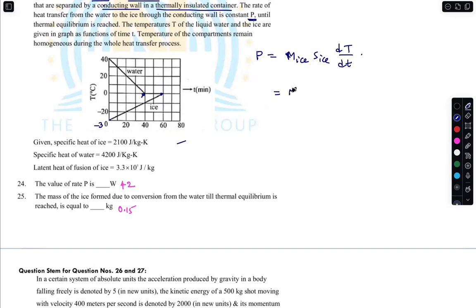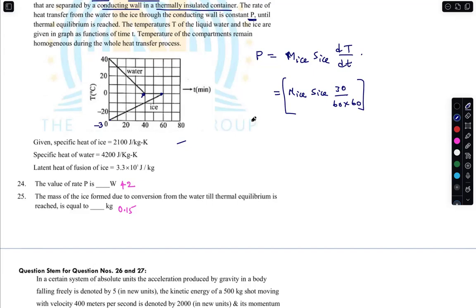So M ice, specific heat of ice, dT by dt. This slope part is 30 by 60, that is in minutes. So it is 30 by 60 times 60. Now it is in seconds. That is the power. So specific heat of ice, they have given 2000.